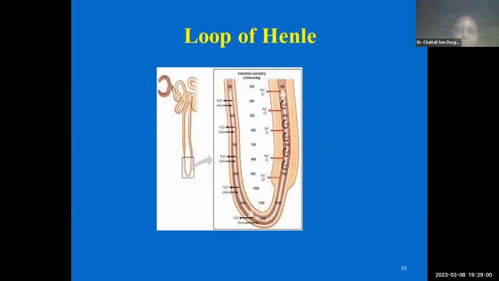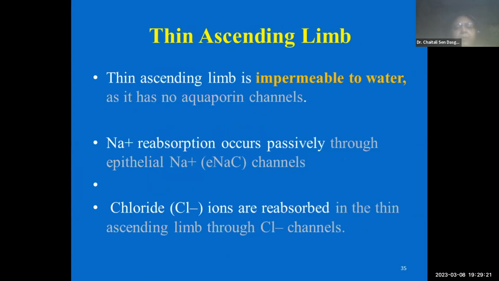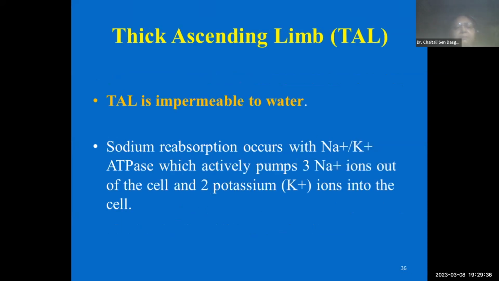This is the loop of Henle, and the filtrate comes here. It has three parts: the thin descending limb and the thin ascending limb. In the thin descending limb, water reabsorption occurs via aquaporin 1 channels. Small amounts of urea, sodium, and other ions are also absorbed, and water reabsorption occurs here by the countercurrent multiplier system. The thin ascending limb is impermeable to water as it has no aquaporin channels. Sodium reabsorption occurs passively through epithelial sodium channels or ENaC channels, and chloride ions are reabsorbed in the thin ascending limb through the chloride channels.